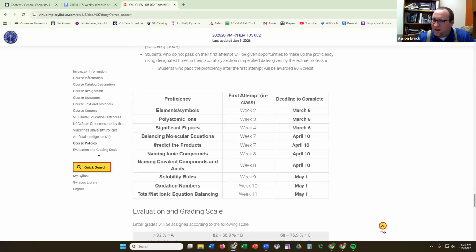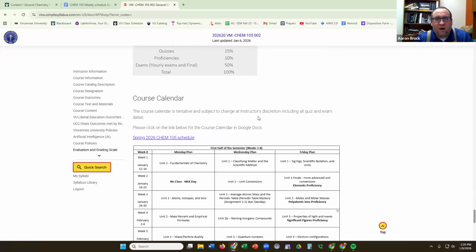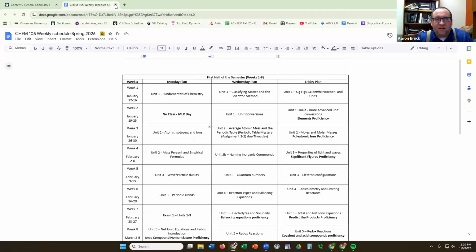The next bank is again stuff that you probably know already, or at least know something about. Balancing equations, predicting products using reaction types, ionic and covalent nomenclature. Those are going to be due right around the middle of April. And then this is the last Friday of the semester, where these last three, the ones that you have the least familiarity with, those will be evaluated then. So that's a little bit about the syllabus.